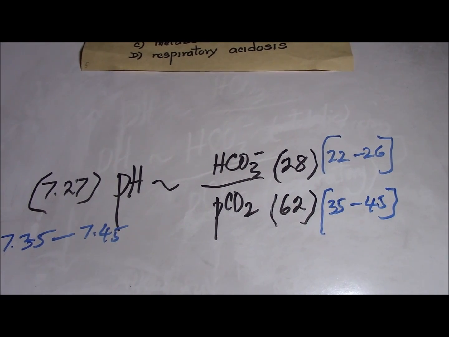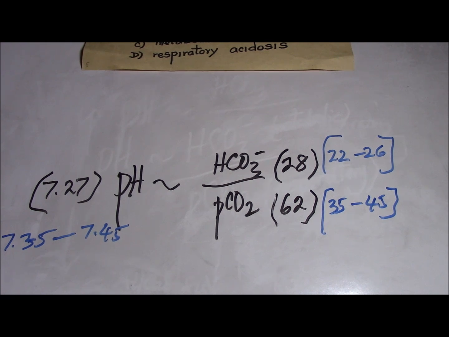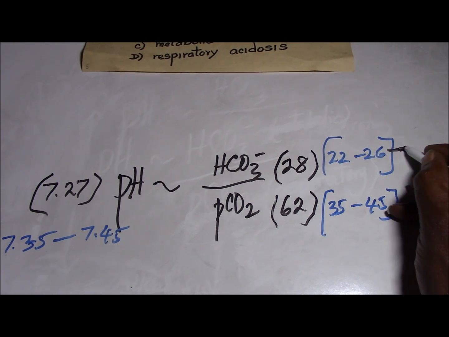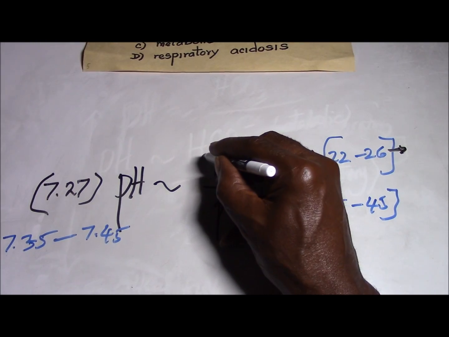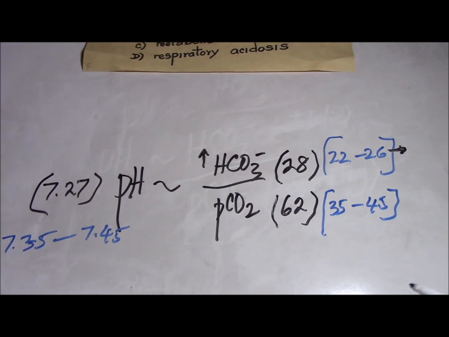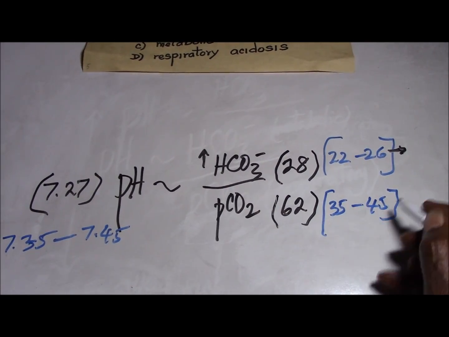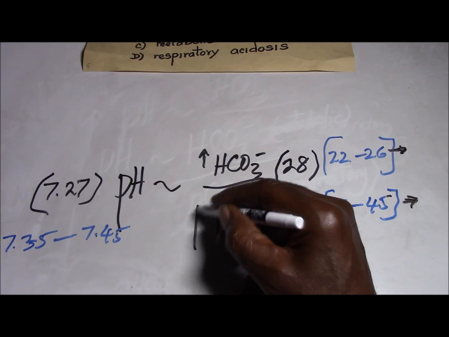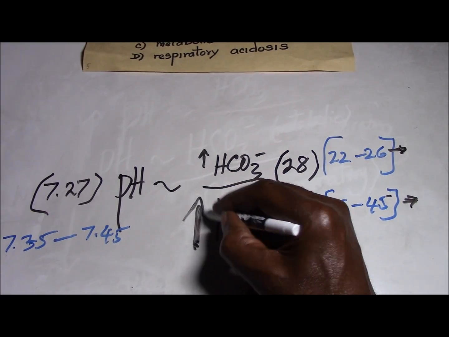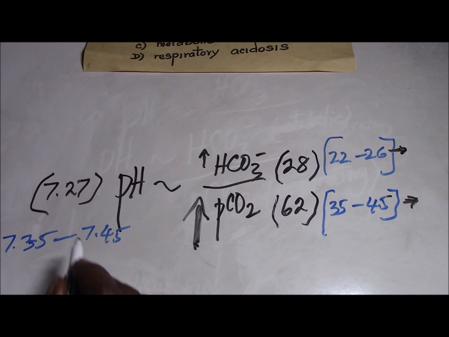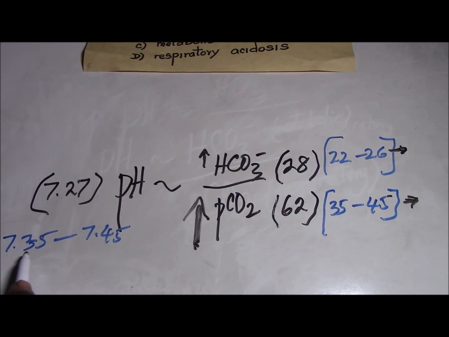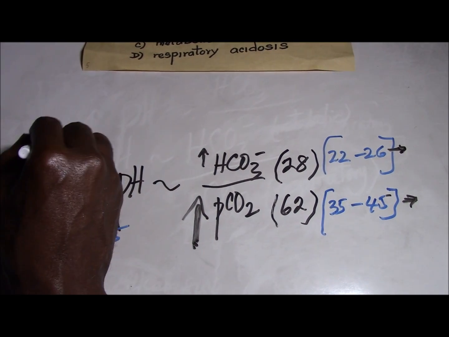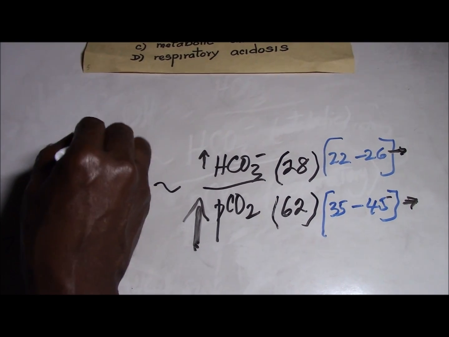So here we go. What is happening here is that 28 is beyond this, but not a whole lot. So you put an arrow here, a little teeny arrow. Here you have 62, which is outside this reference range, over here. So here is a much bigger arrow. Okay? The pH, on the other hand, is 7.27. It is lower than this. So you put a drop. It's a case of acidosis right away.